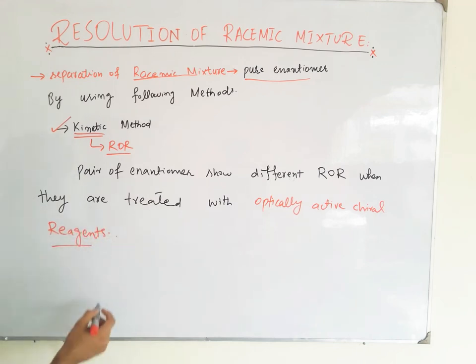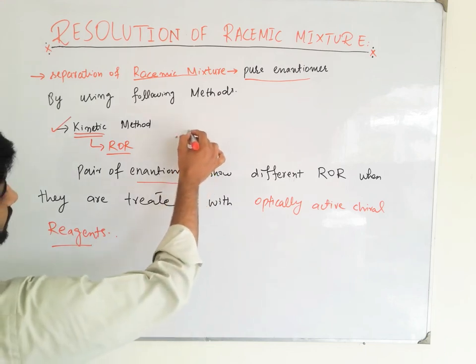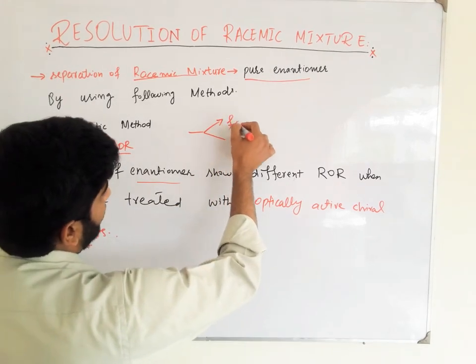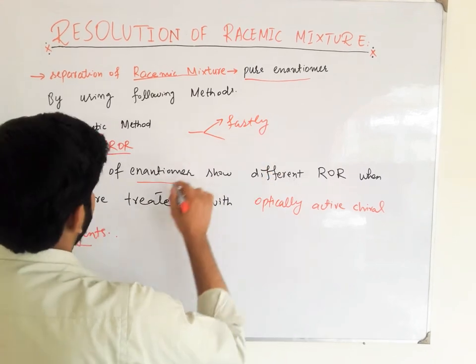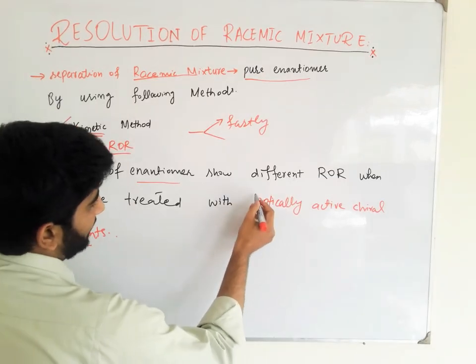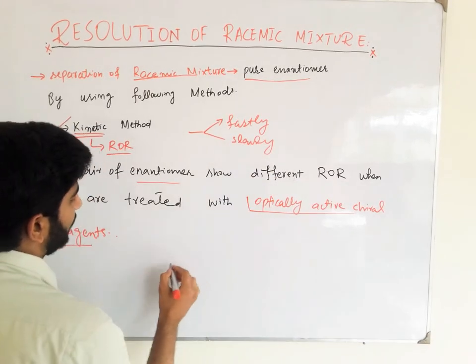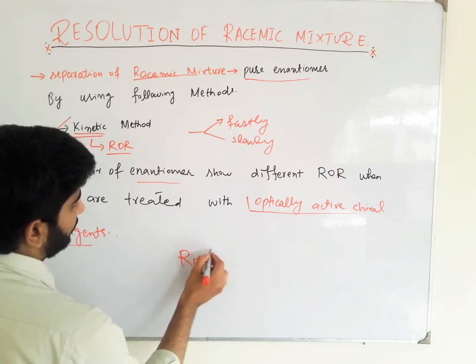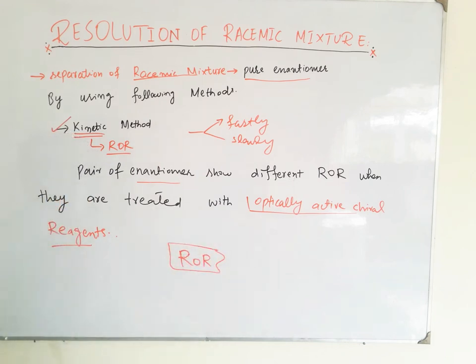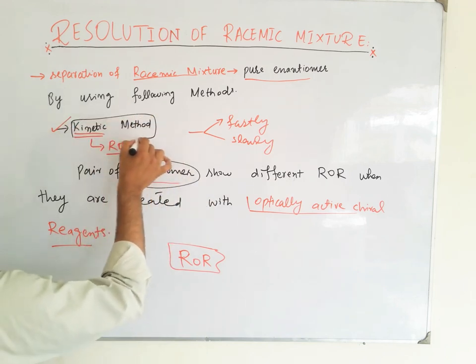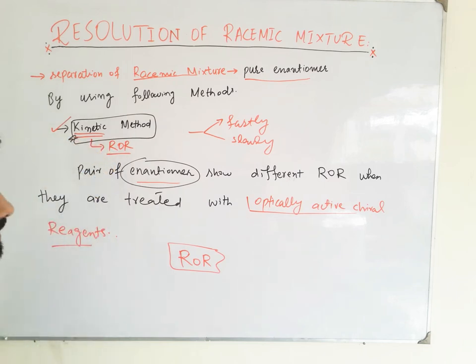As we know, a pair of enantiomers show different rates of reaction when they are treated with optically active chiral reagents. One of the enantiomers reacts with the optically active chiral reagent fast, while the other enantiomer reacts with the optically active chiral reagent slowly. So on the basis of their different rates of reaction, we separate these enantiomers by using the kinetic method. This is called the kinetic method.